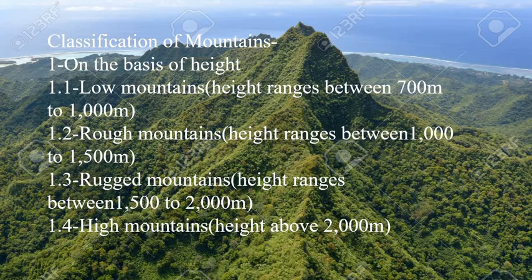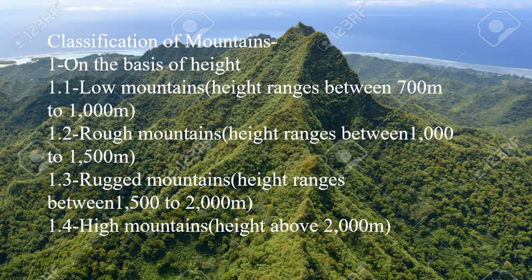First one is low mountains. Here the height ranges between 700 meter to 1000 meter. So the mountains having the height in between 700 meters to 1000 meter is known as low mountains. Next one is rough mountains. Rough mountain is that mountain where the height of mountain just varies from 1000 meters to 1500 meters.